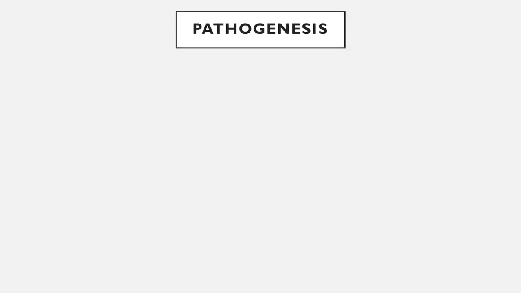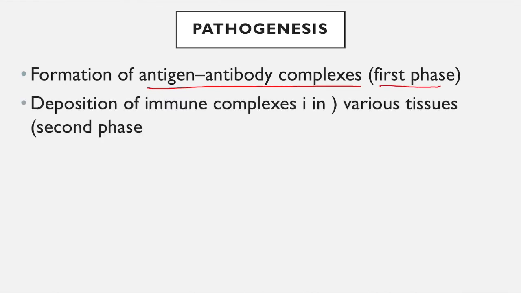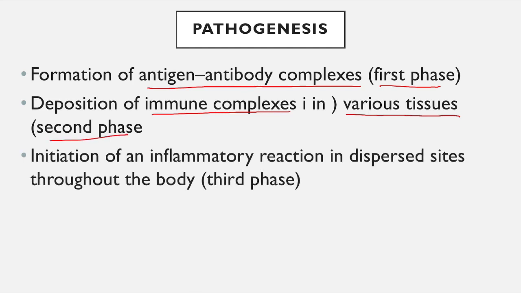Now let's discuss the pathogenesis of type 3 hypersensitivity. First of all, formation of antigen antibody complexes, this is the first phase. Then deposition of immune complexes in various tissues, that is the second phase. Then initiation of an inflammatory reaction in dispersed sites throughout the body. This is the third phase.